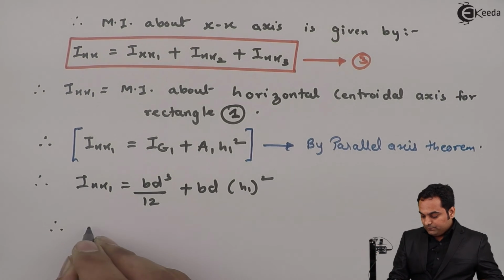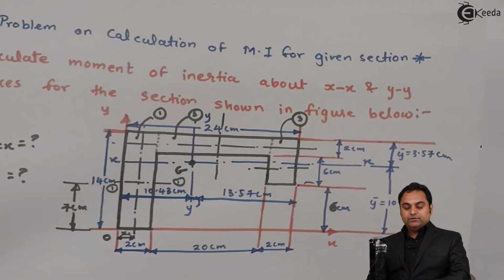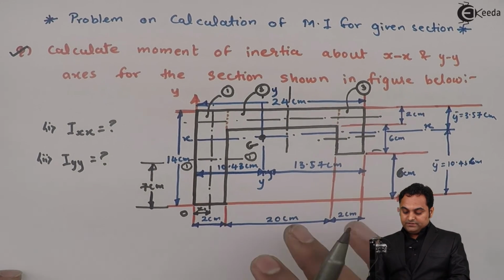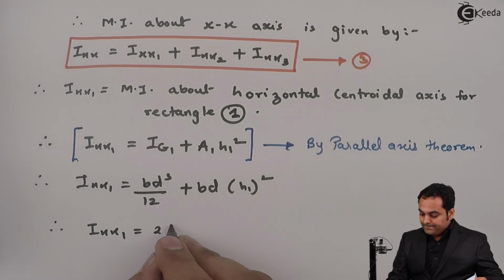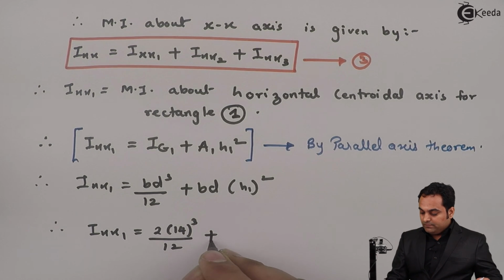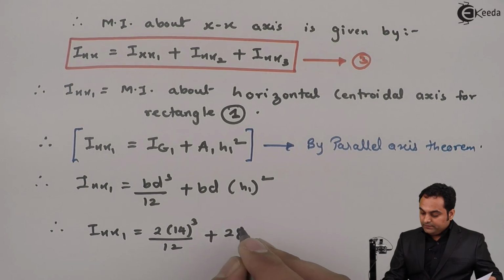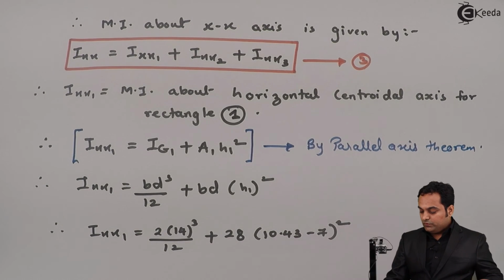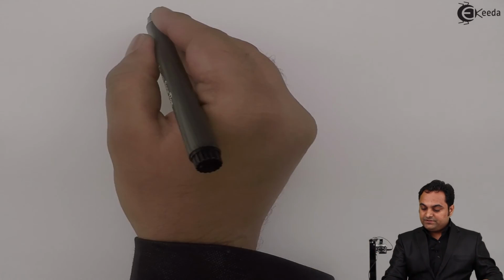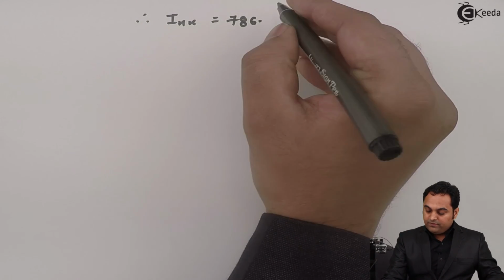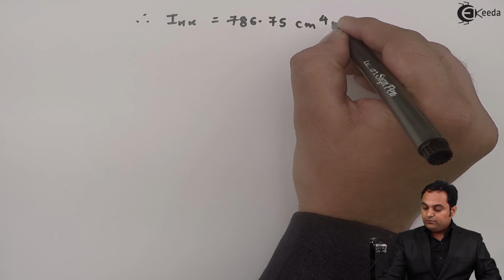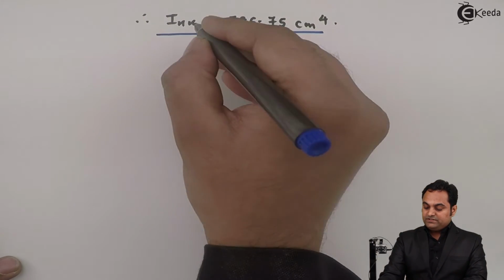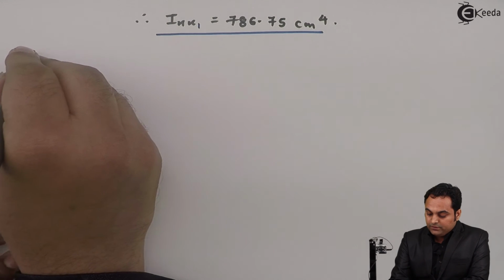Now Ixx1 will be equal to, with B and D values for rectangle number 1, B is 2 and D is 14, 2 into 14 cube by 12 plus area 1, that was 28, into h1, which is 10.43 minus 7, square. So from this I'll get the answer of Ixx1, and it comes out to be 786.75 centimeter raised to 4. This is Ixx1.